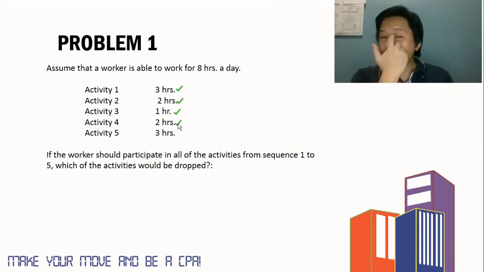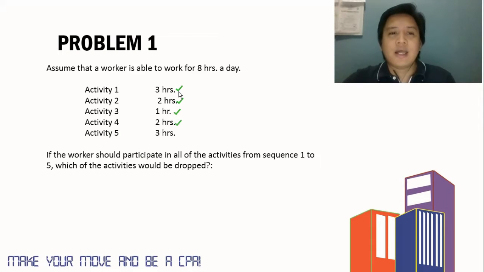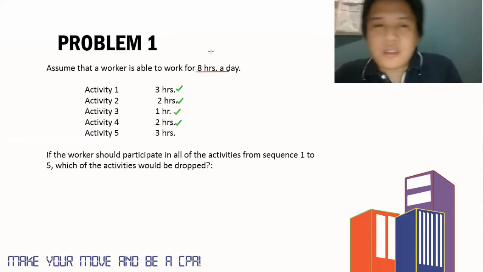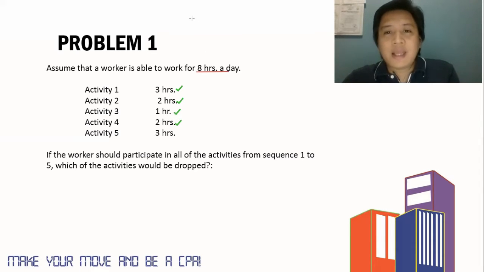So, ano na yung mangyayari dun sa 3 hours for the activity 5? Well, in this problem, we can see that the worker cannot accommodate the additional 3 hours for the activity. Now, please highlight the constraint here is the time. Kaya nga there are some saying that time is gold, time is money. Ito yun, concept na yun. Kasi limited ang time natin.